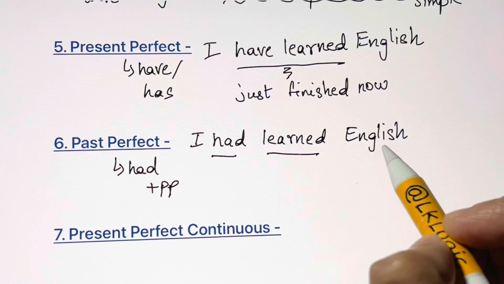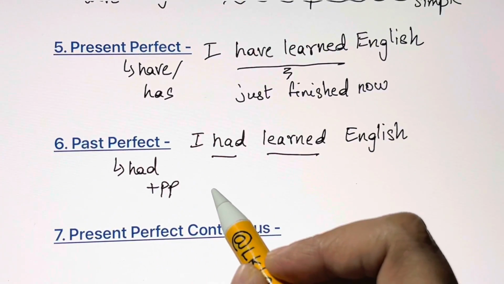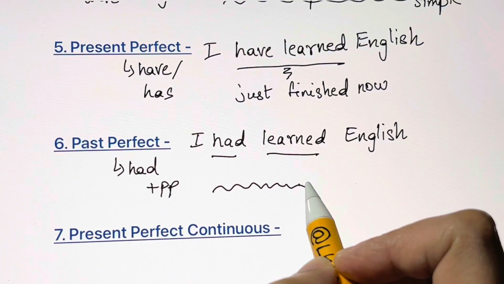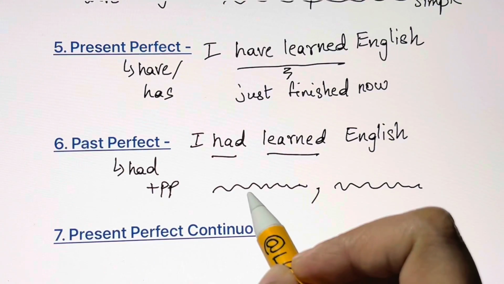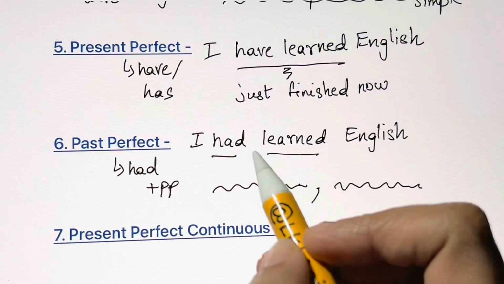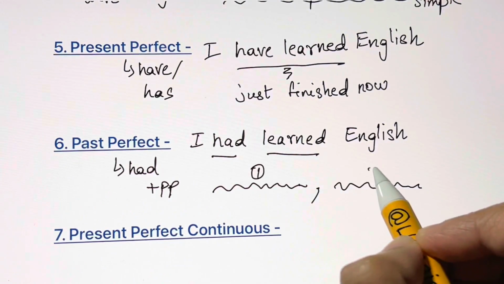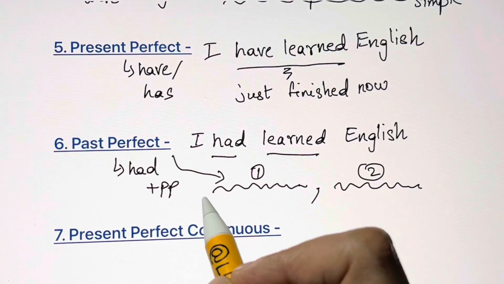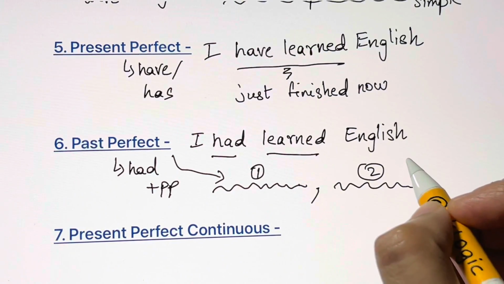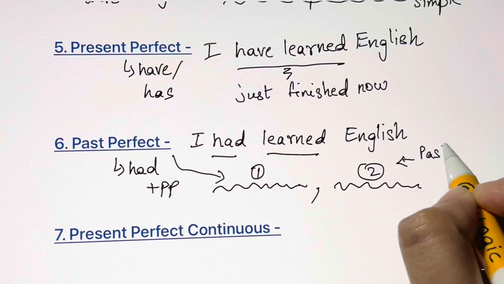I had learned English means you learned English in the past. Then you did another thing after that. So when you speak about two actions in the past, action 1 and action 2, put action 1 in the past perfect and action 2 in past simple.